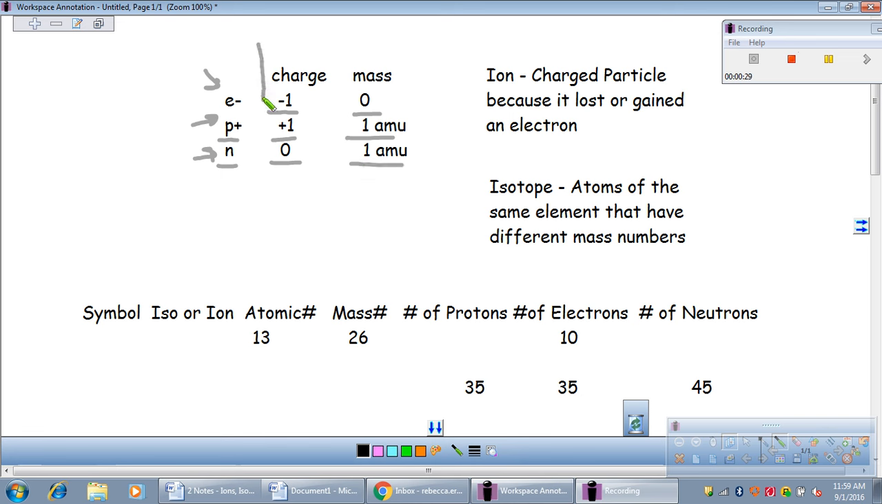So when we're looking at the charge of an atom, we're comparing the amount of electrons you have to protons. When you're looking at the mass of an atom, you are looking at the total of protons plus neutrons.